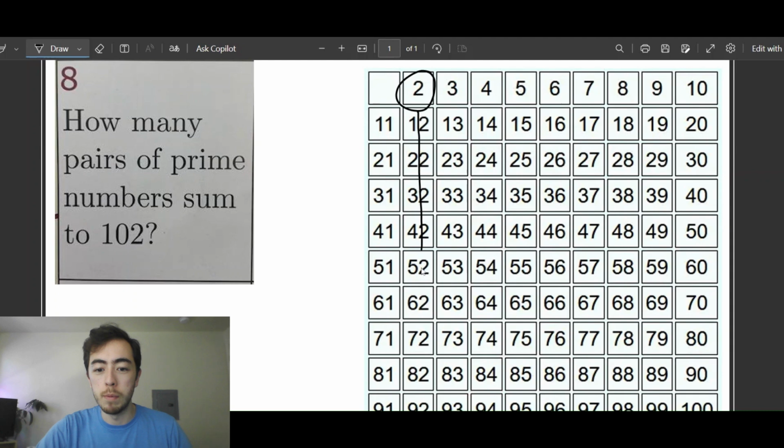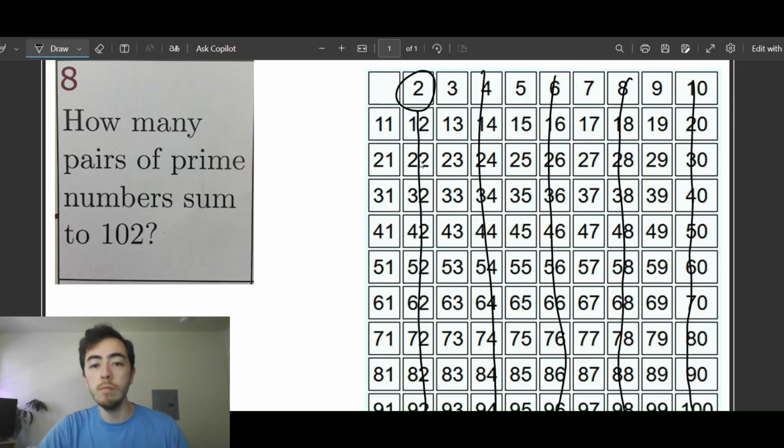And so I'm just going to be a bit quick and draw these vertical lines, because all of these numbers are going to be the even numbers between 2 and 100. And we're just going to continue through this process until we can stop.